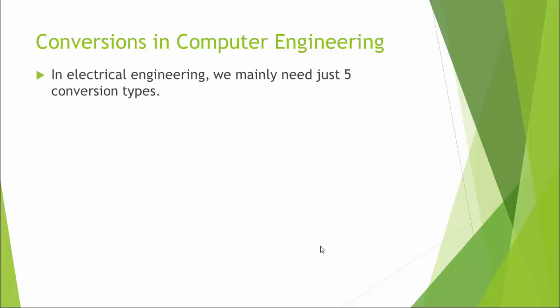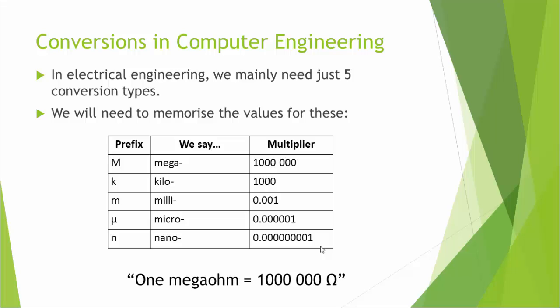Okay. Now, the thing that we're lacking right now is some of the conversion types we're going to use in computer engineering. So what we have are some prefixes here. We're not going to typically convert between imperial and metric. Instead, we're going to convert between numbers that have prefixes and numbers that don't.